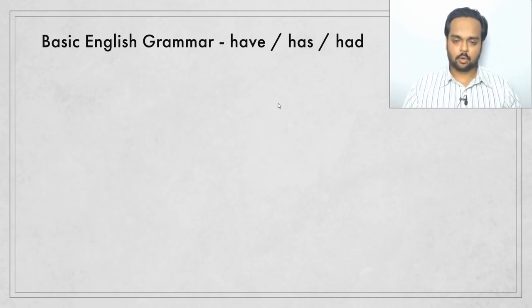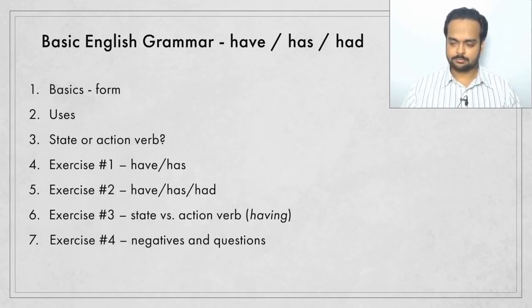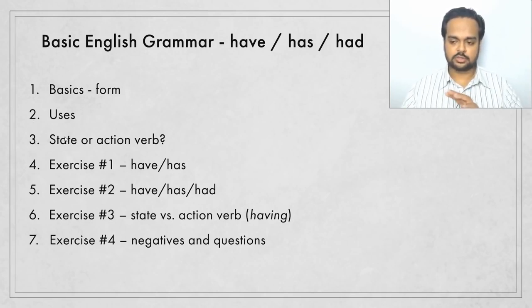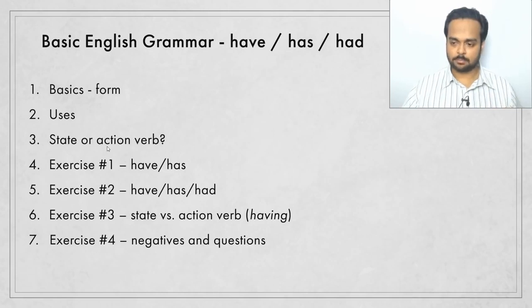In this lesson, I'm going to teach you how to use have, has, and had correctly. So here's the plan for this lesson. We will start by talking about the basics of form, that is, how to choose between have, has, and had for different subjects. Then we'll talk about the uses of the verb have, and then we'll discuss how to decide if the verb have should be used as a state or an action verb in a sentence. That is, where you can use having, the ing form, correctly.